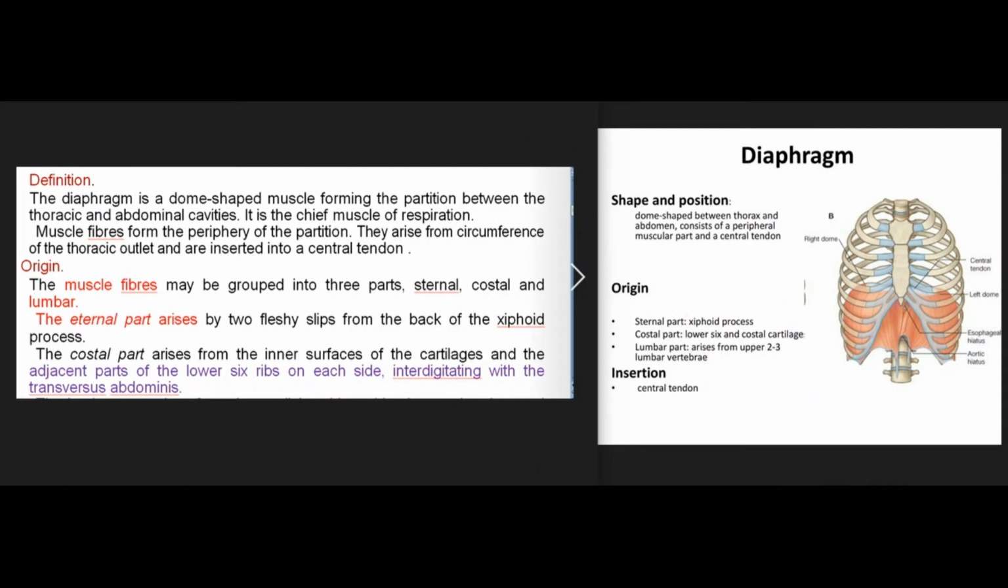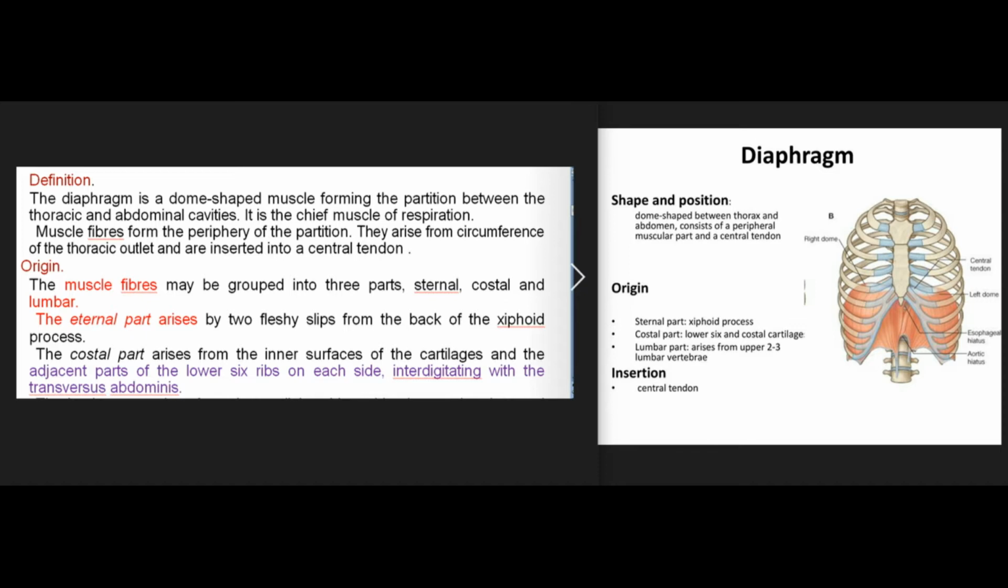Definition. The diaphragm is a dome-shaped muscle forming the partition between the thoracic and abdominal cavities. It is the chief muscle of respiration. Muscle fibers form the periphery of the partition. They arise from the circumference of the thoracic outlet and are inserted into a central tendon.